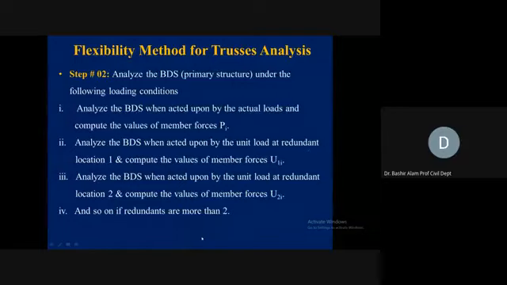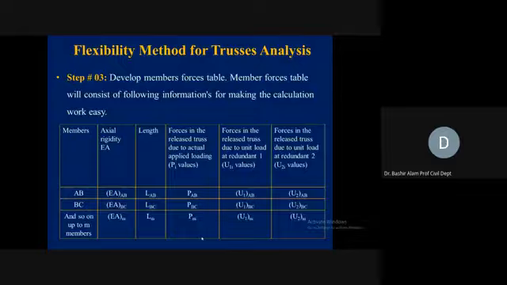So exactly the procedure is the same. If a structure is 2 degrees statically indeterminate, you will be analyzing 3 times. If 3 degrees indeterminate, 4 times. Now, here we make this table for the member forces. And how is this table formed?